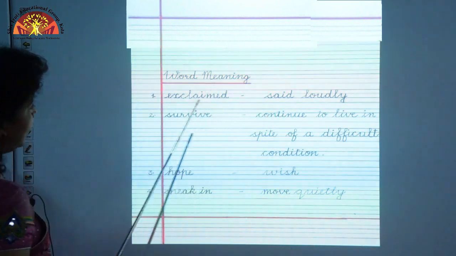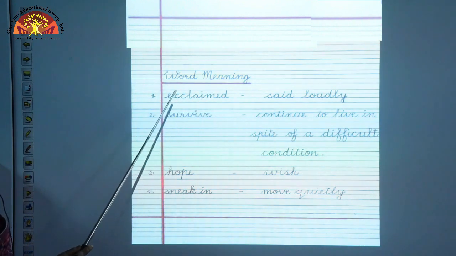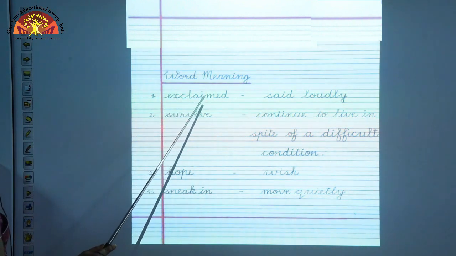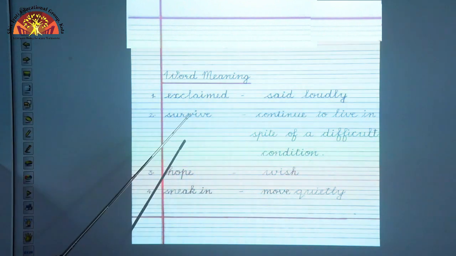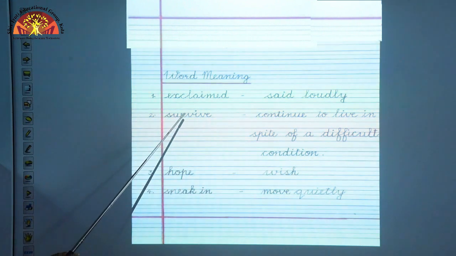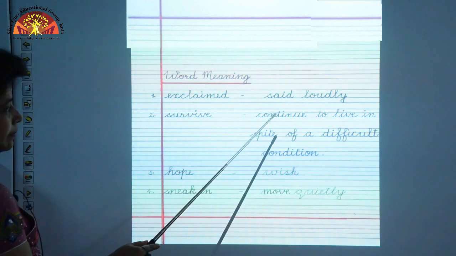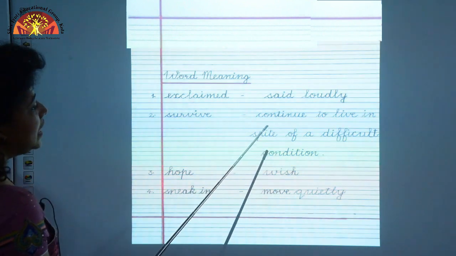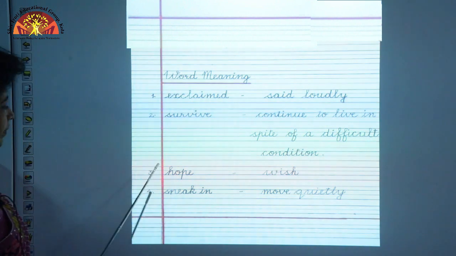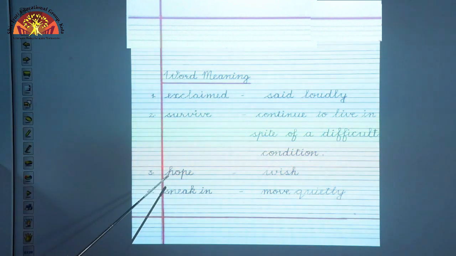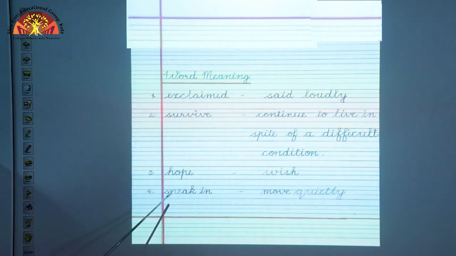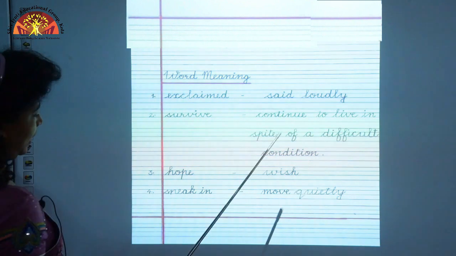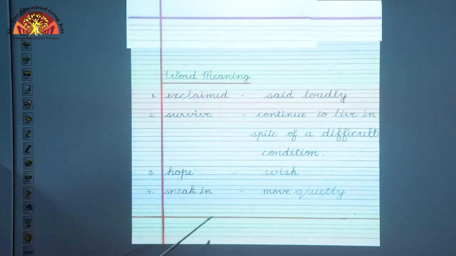Underline word meaning in red, and the first word is exclaimed, E-X-C-L-A-I-M-E-D, exclaimed means said loudly. Second, survive. S-U-R-V-I-V-E, survive. It means to continue to live in spite of a difficult condition. The third word meaning is hope. H-O-P-E, hope, it means to wish. Fourth word meaning is sneak in. What is the meaning of sneak in? It means move quietly. Now after this, please draw your red line.